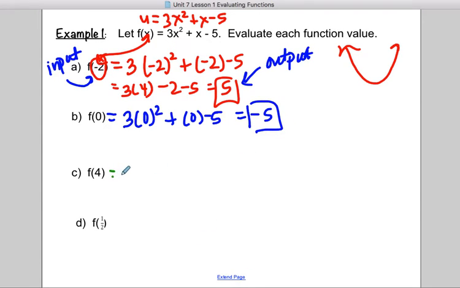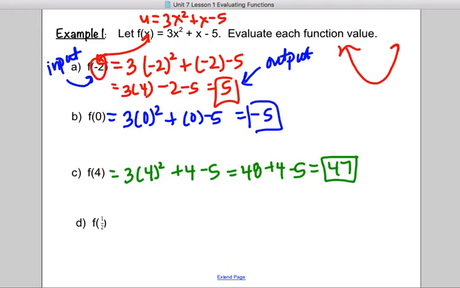Plugging in 4, I'll have 3 times 4 squared plus 4 minus 5. So this is 16. 16 times 3 will give me 48, plus 4 minus 5. So 52. 52 minus 5 gives me 47.